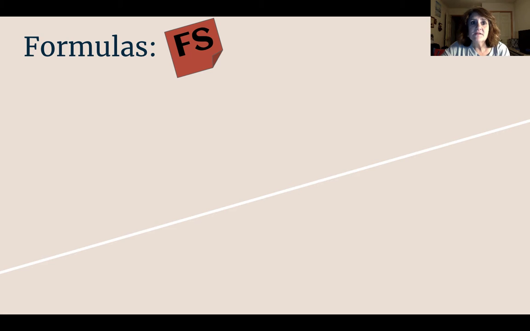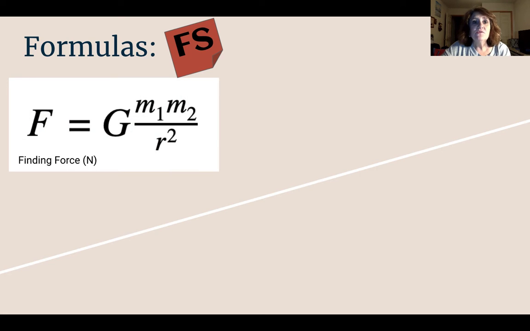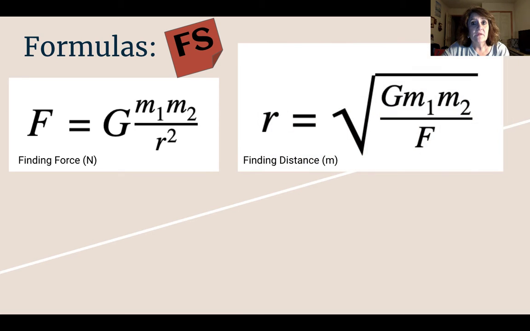In the second box on your formula sheet, you need the original equation. F is equal to G m1 m2 over r squared. You'll use that equation to find force in newtons. R is equal to the square root of G times m1 times m2 all divided by F. You'll use that to find your distances in meters.